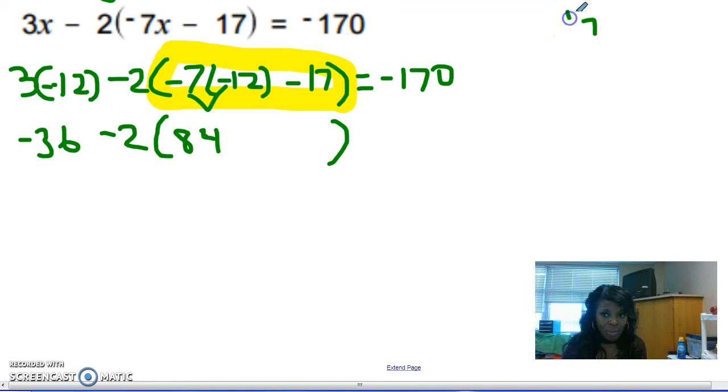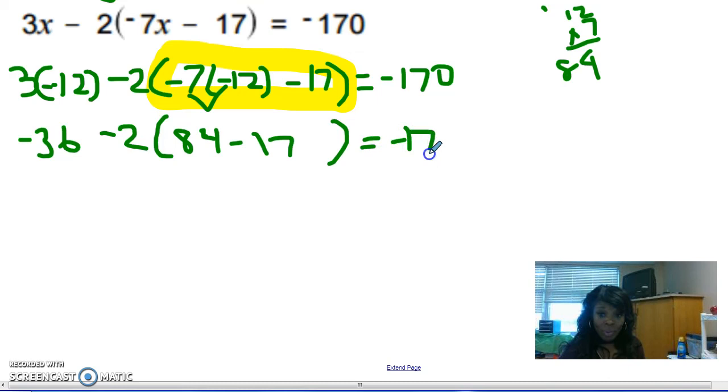7 times 12. Okay. 10 times 12 is, of course, a 10 and a 2. 7 tens is 70. 2 sevens is 14. 70 plus 14 is 84. But, of course, you can just multiply old school. Take it on back, old school. All right. 84 minus 17. All of that is supposed to equal negative 170. We're keeping our fingers crossed.